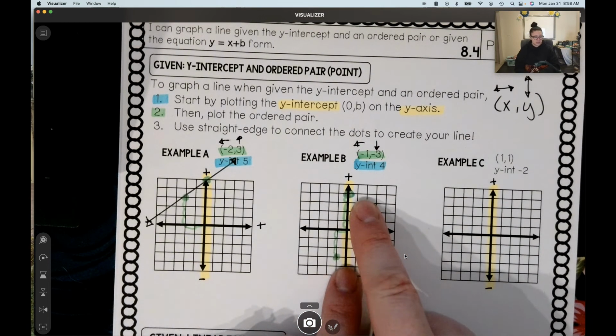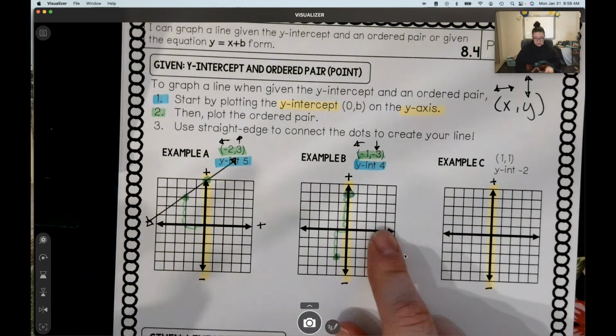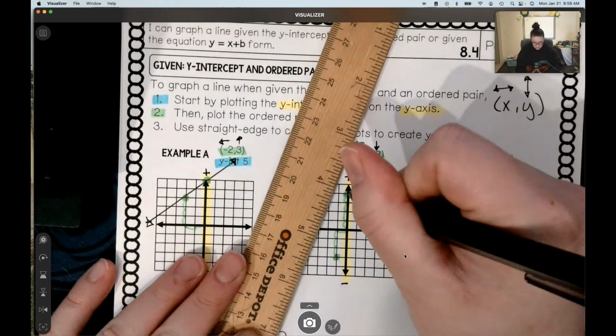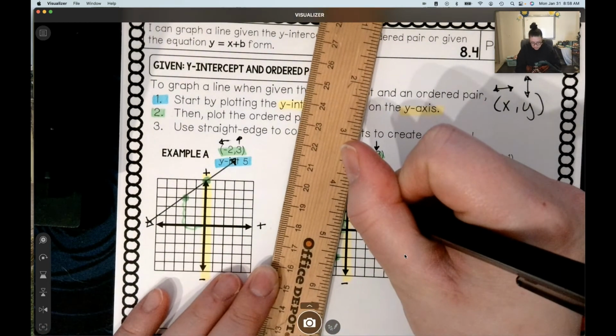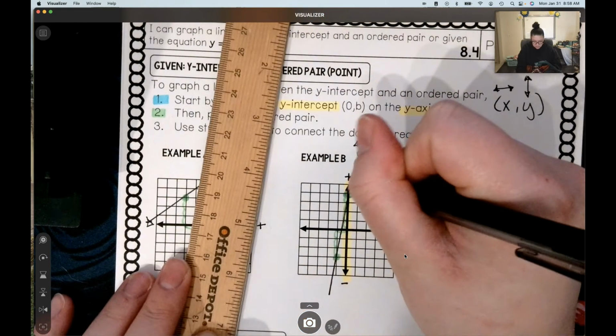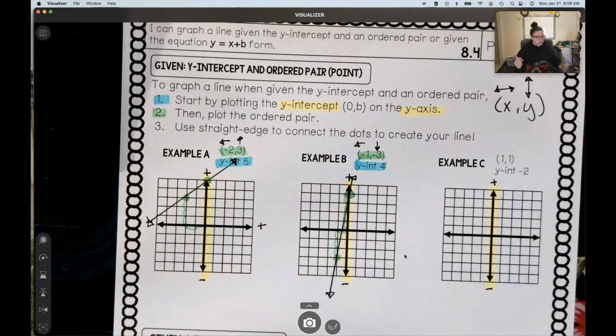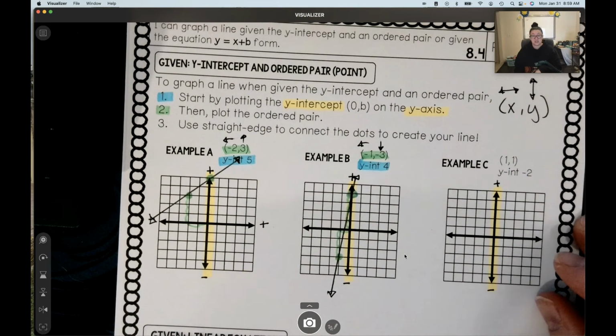I've got my 2 dots. I grab my ruler, and I'm going to make my line. If you don't have a ruler, that's totally fine. You could use like the side of a notebook, the side of a binder. You could use like your ID card that you get for lunch. You could use really anything as long as it's straight.